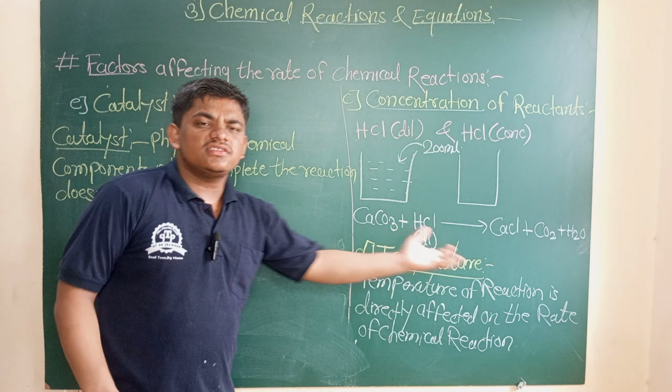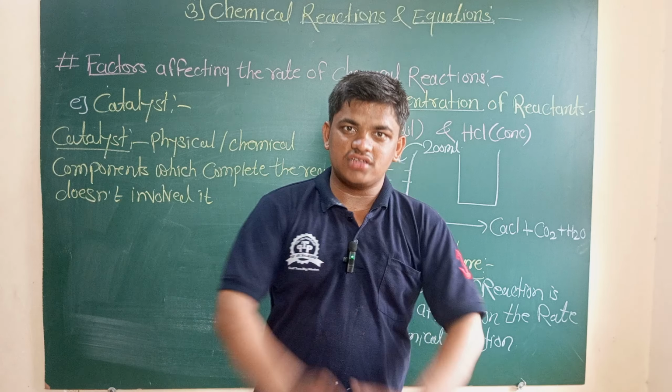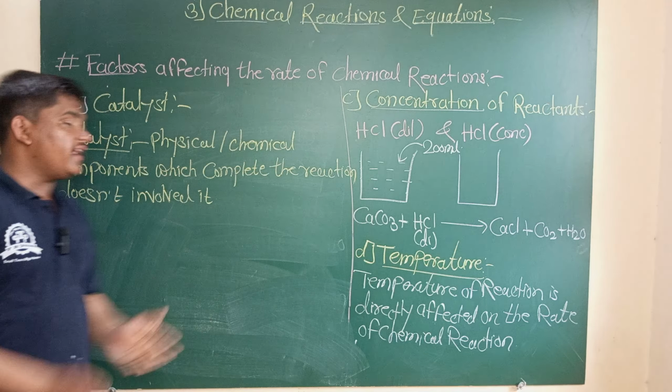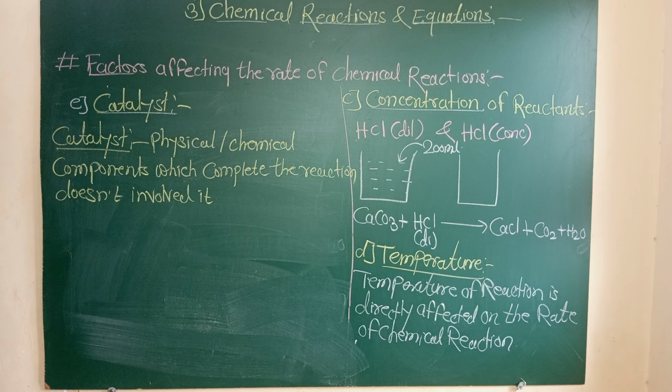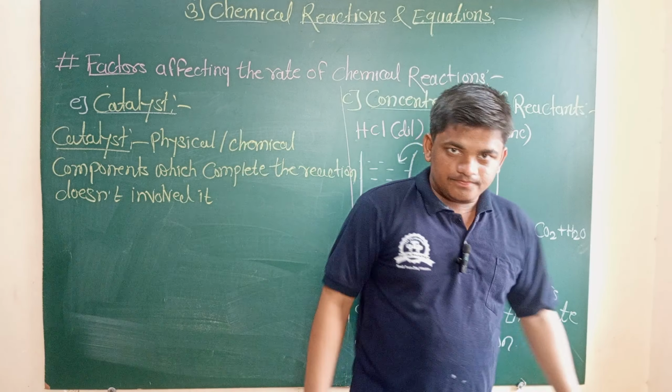Then we apply some amount of heat. Heat is one kind of catalyst which is not involved in the chemical reaction, but it pushes the reactant to the product. A catalyst also plays an important role in completing the chemical reaction or increasing the speed of the chemical reaction.